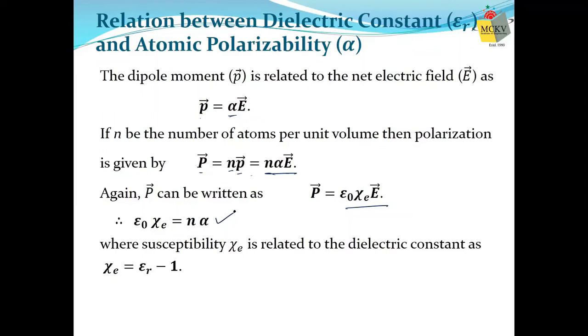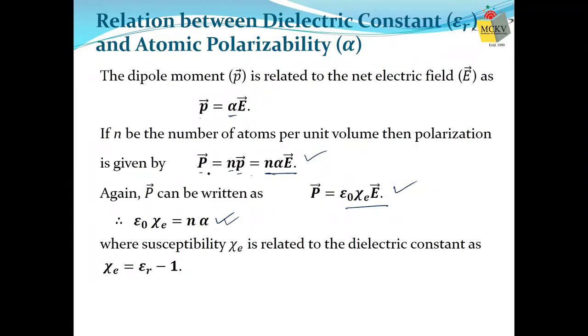What is our objective? Our objective is to find out the relation between susceptibility and polarizability. That is already obtained. Suppose you know susceptibility and now you want to know polarizability, then this formula is sufficient. And you observe you don't require any other formula. Whatever we have already used, we are taking them.